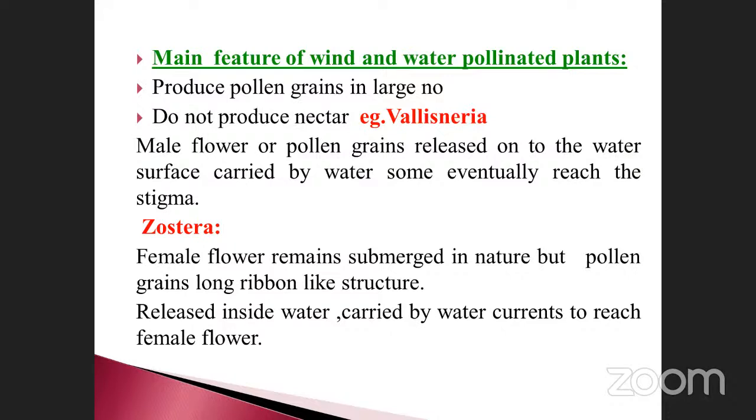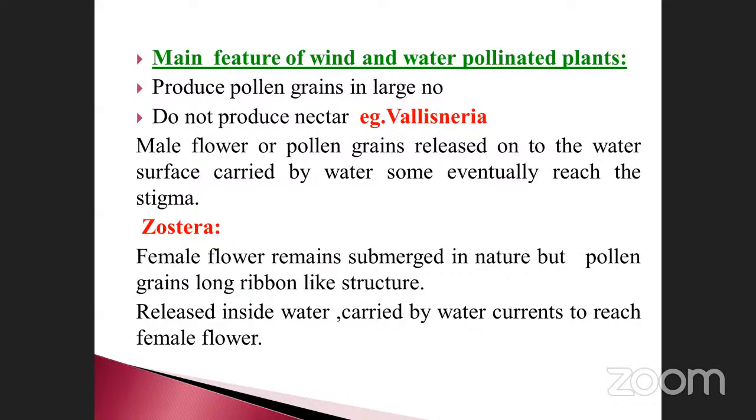Because it is light, white. The male flower or pollen grains are released on the water surface and carried by water, and some eventually reach the stigma. These things you already know, we already discussed the diagram. Zostera: the female flower remains submerged. Submerged means it stays under the water in nature, but the pollen grains are long ribbon-like structures released inside the water, carried by water currents to reach the female flower. This is a special type where pollination takes place under the water, submerged.